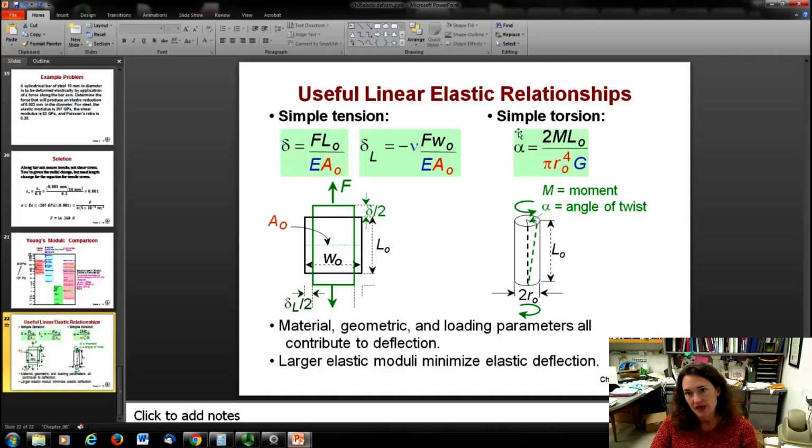All right, and then for torsional relationships, yet again, same kind of idea. This is the angle of the twist, and we're just putting that in terms of the moment of the material, the initial length, the dimensions of the material, and of course the shear modulus. All right.